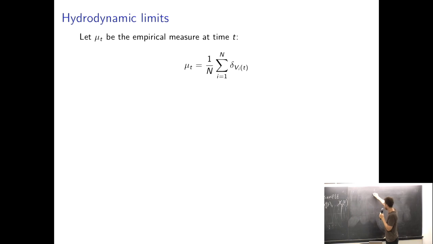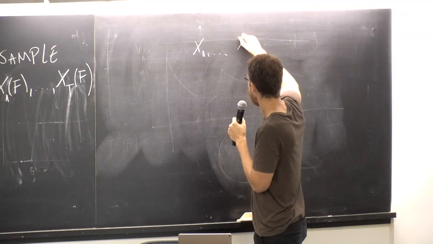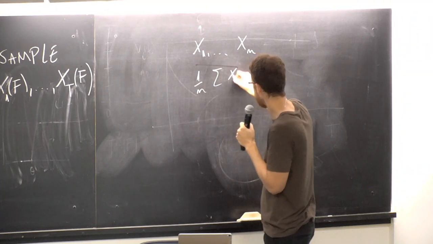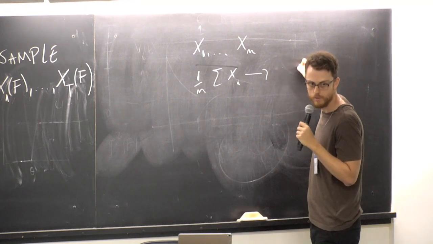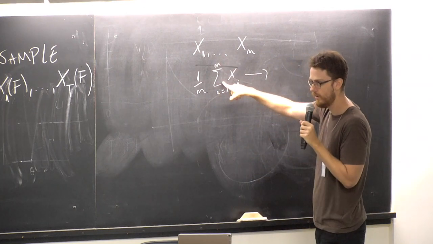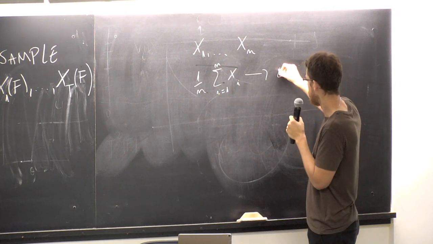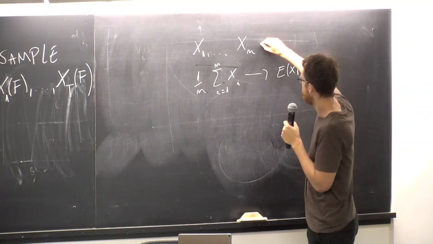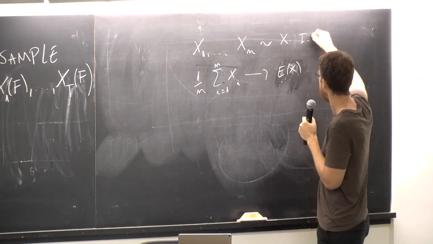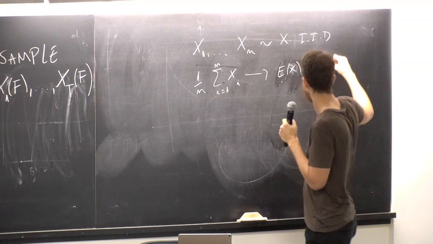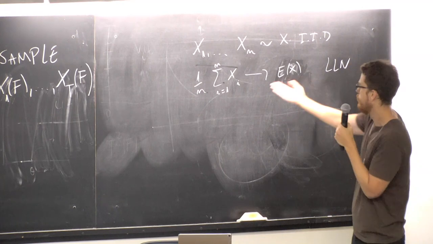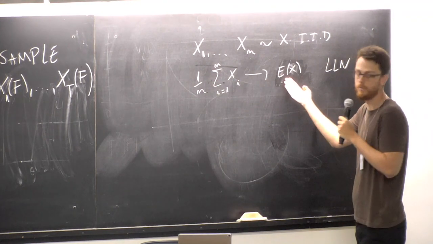It's like whenever you have a sequence of random variables, xn, the law of large numbers says that 1 over n of this converges to a deterministic object. So I take the empirical average of this. This will converge to the expected value. Let's say this is always x, IID. So this is the law of large numbers. We take the empirical average of this. This will converge to a number.